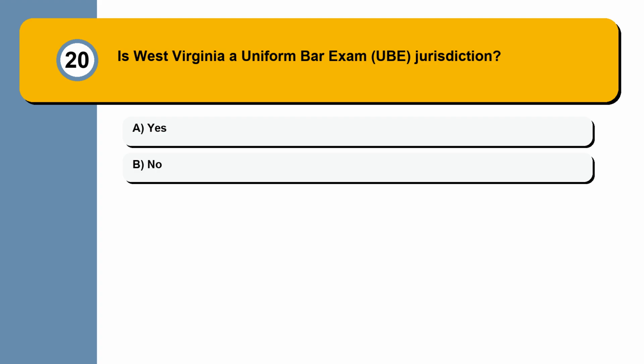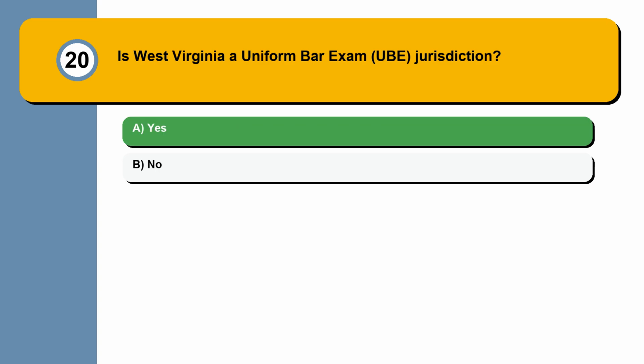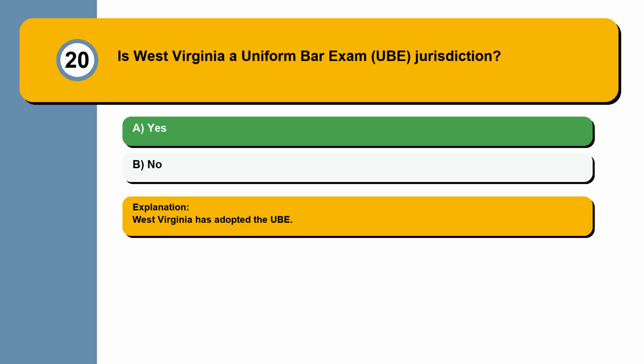Question 20. Is West Virginia a Uniform Bar Exam, UBE, jurisdiction? Yes, no. West Virginia has adopted the UBE.